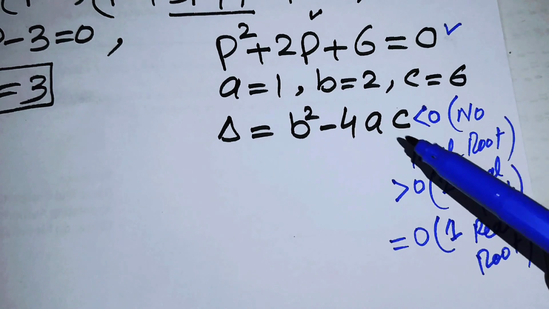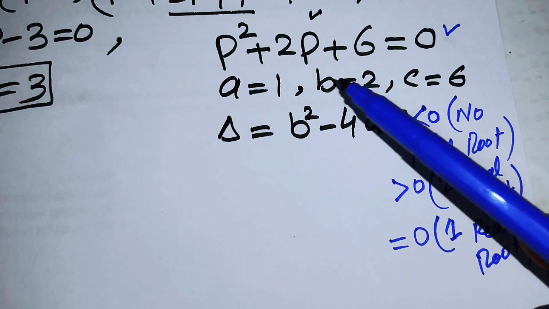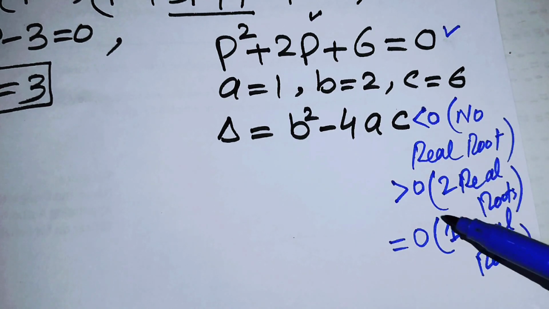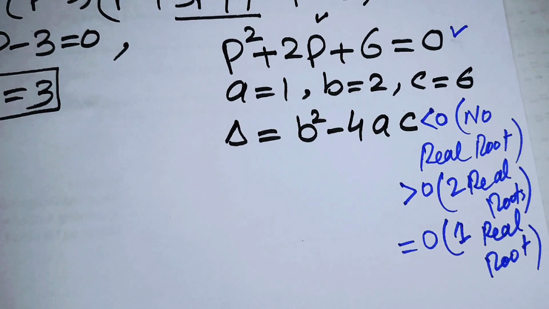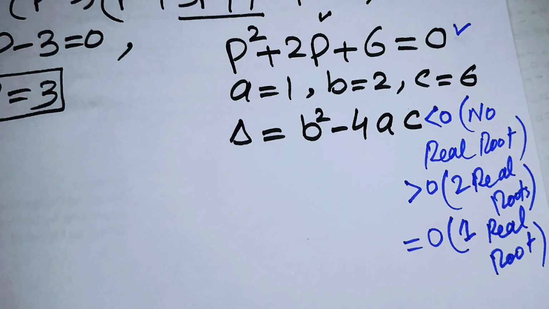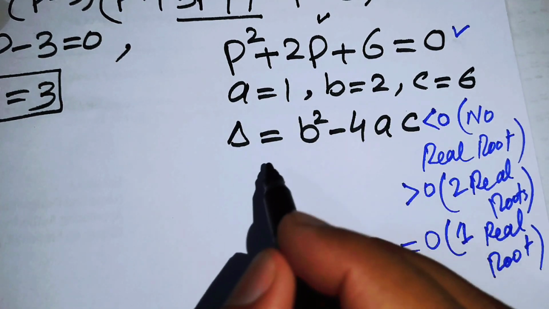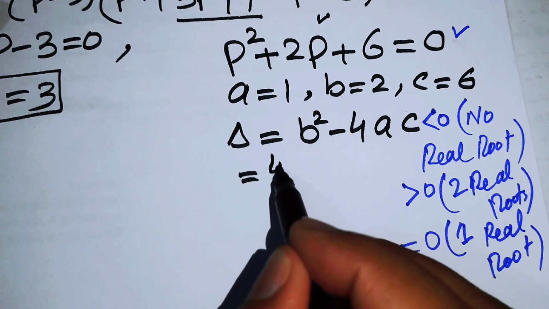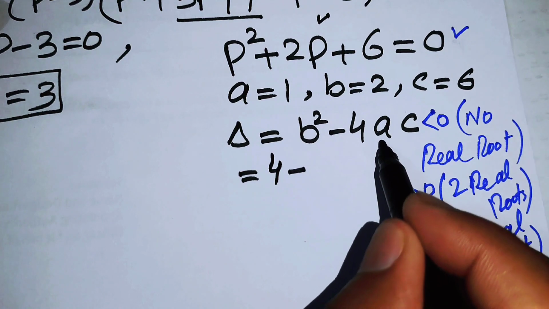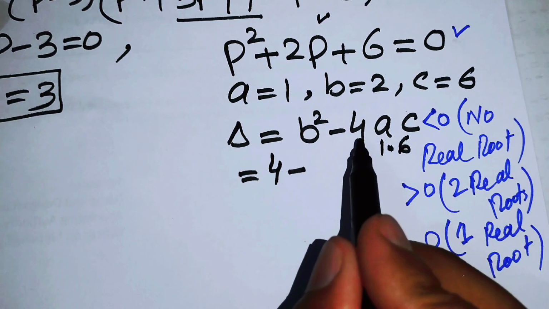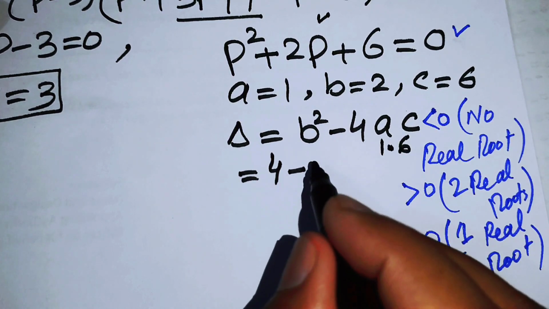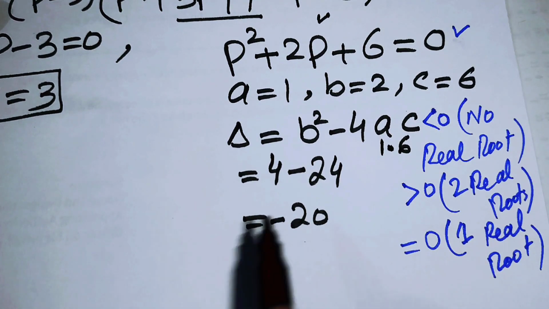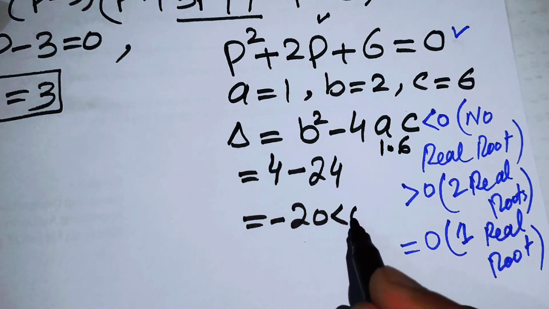So now we will check the behavior of this delta by putting the values of a, b and c, and we will judge whether it is less than 0, greater than 0 or equal to 0. So we put all the values of a, b and c in this delta, and you get b squared, the value of b is 2, it is 4, minus 4 times of a is 1, and the value of c is 6. So 4 times of 6 is minus 24, and it is equal to minus 20. So here you see that our delta is less than 0.